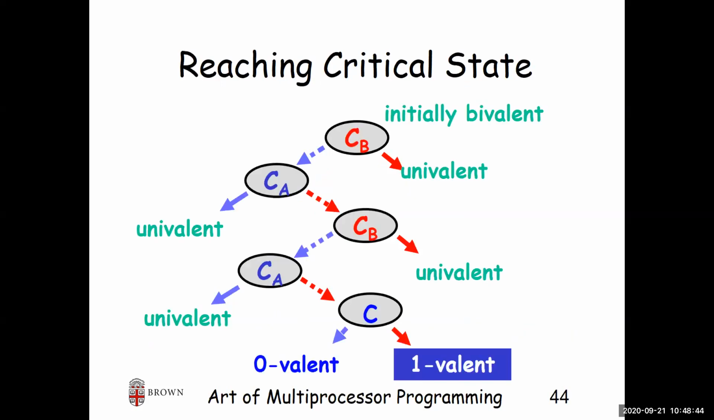And we can also reach a critical state. We can also have a critical state if only one side is univalent. So we could have critical B, which, if B moves first, then we're in a univalent state. But if A moves first, we're not. And so we can have critical A and critical B, or simply C for critical.